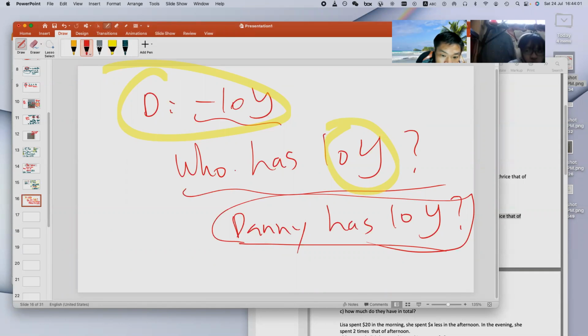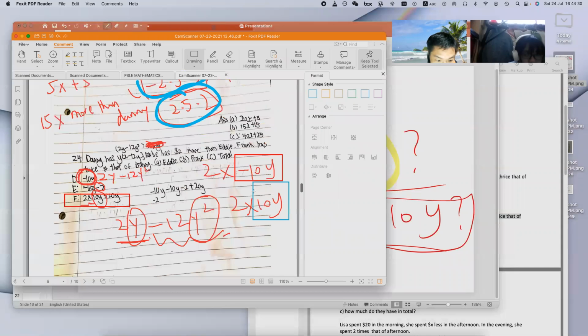Okay, so who has 10y in this case? Because just now you take 2 times 10y. So who has 10y? Answer my question. Hello, who has 10y? No one. Yes, the answer is no one. So the fact that you go and give me 2 times 10y here, I'm shocked to see this. No one has 10y here.